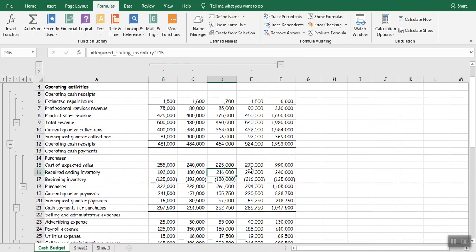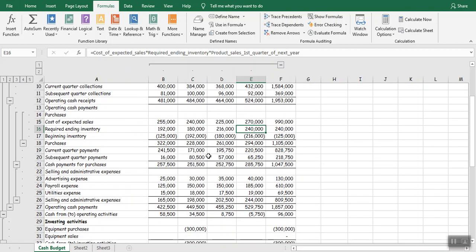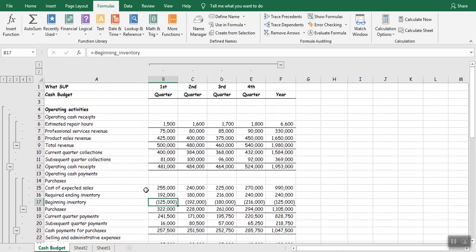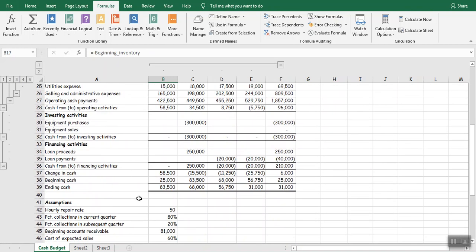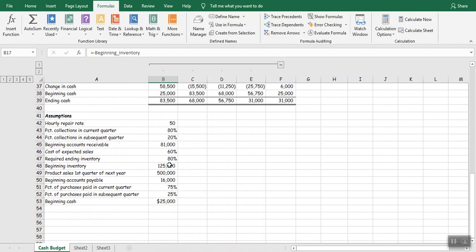The rest of these are straightforward, but this one you have to figure out what would be the cost of expected sales for next month. So you have to figure that out by first going to the cost of expected sales times the required ending inventory times the product sales for the first quarter next year. So that one, do your best with, right? So now you have beginning inventory. This is going to have to be provided because this is beginning inventory, what was left over from last year. So they give us that beginning inventory.